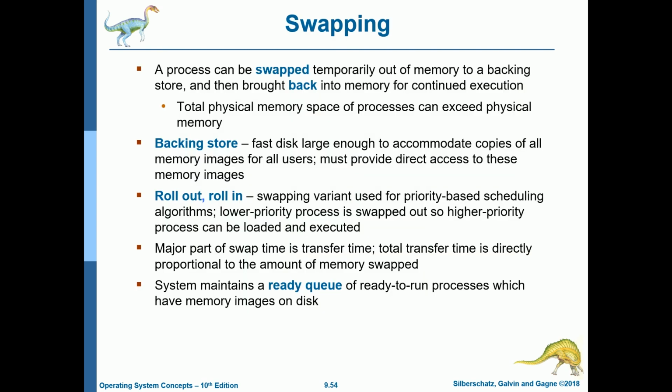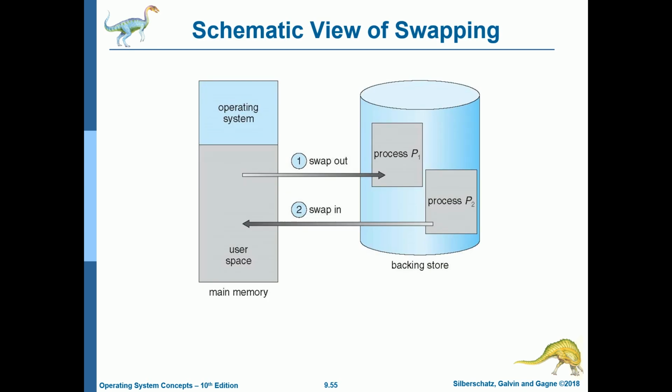Process instructions and the data they operate on must be in memory in order to be executed. However, a process or a portion of a process can be swapped temporarily out of memory to a backing store. Then it can be brought back into memory for continued execution. We can see that concept illustrated here.